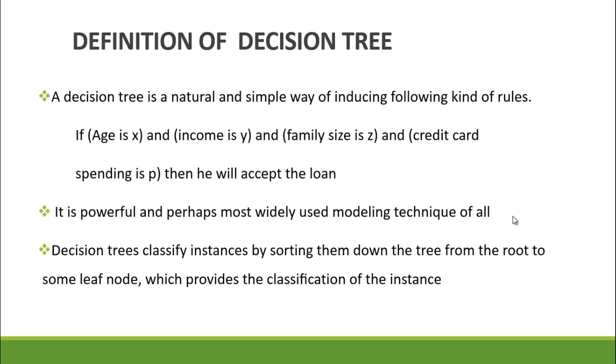A decision tree is a natural and simple way of inducing the following kind of rules. Suppose we know a person's age, income, and family size, along with his credit card spending details, then we can make a decision on his loan application. The decision tree classifies instances, as we already know, by sorting them down the tree from the root to some leaf node, which provides the classification of the instance.